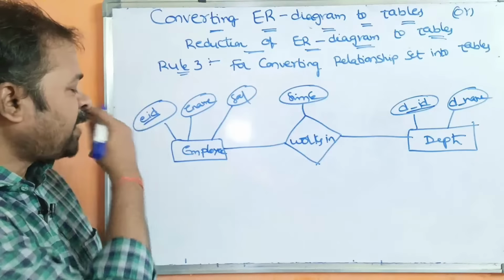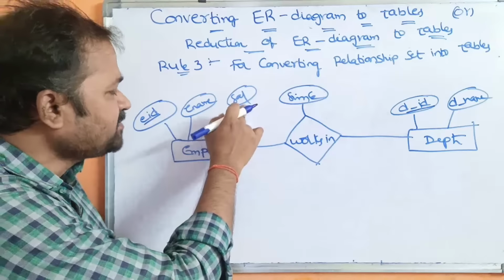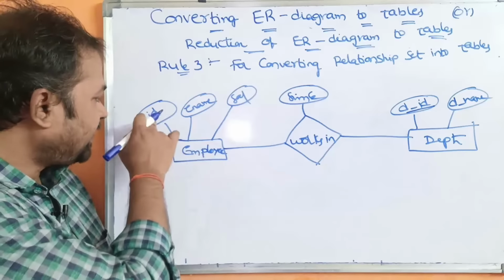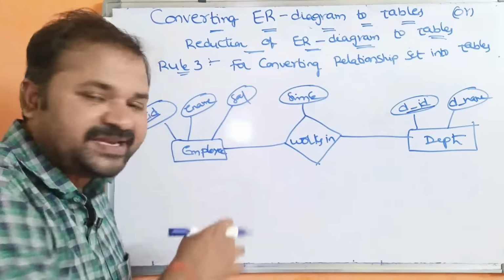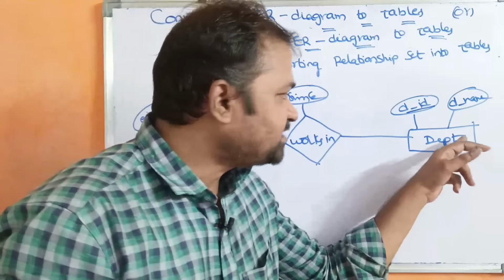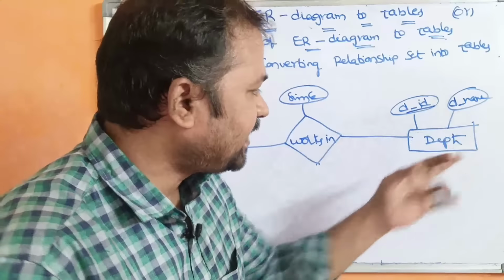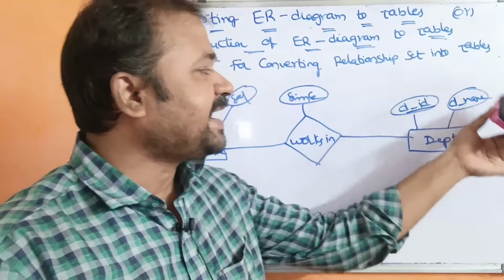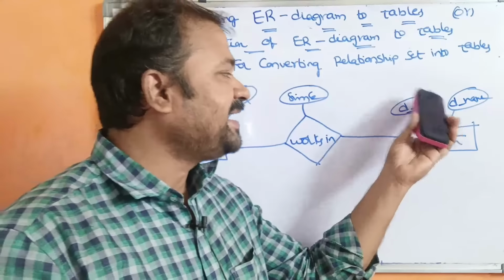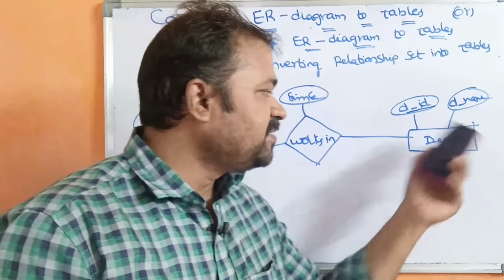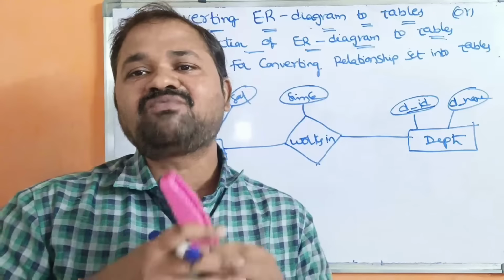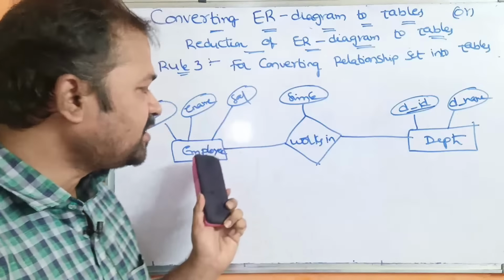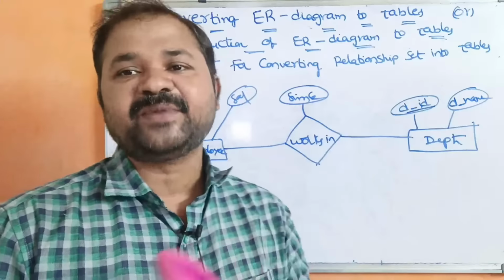The attributes of employee are employee ID, employee name, and sal. Here employee ID is the primary key of this table, so the employee entity will become a strong entity. Next we have the department entity. The attributes of the department entity are department ID and department name. Department ID is the primary key, so department will become a strong entity. So here we have two strong entities, employee and department, because both these entities have a primary key.